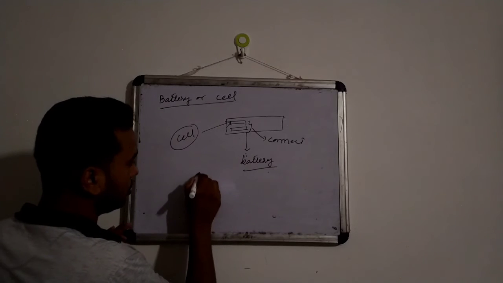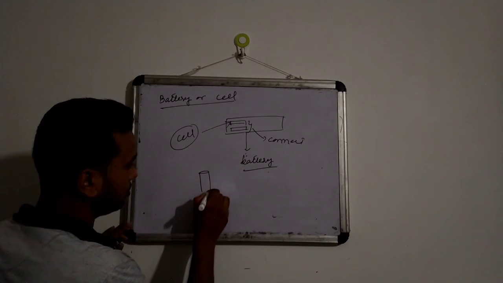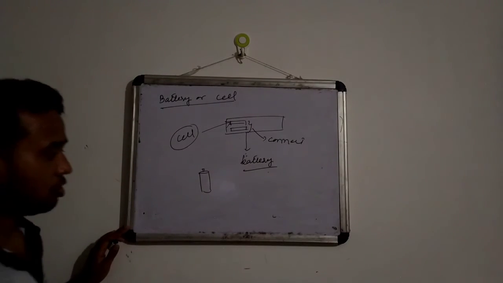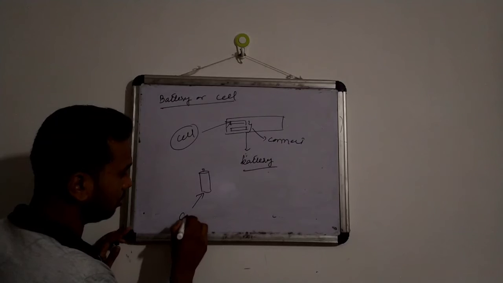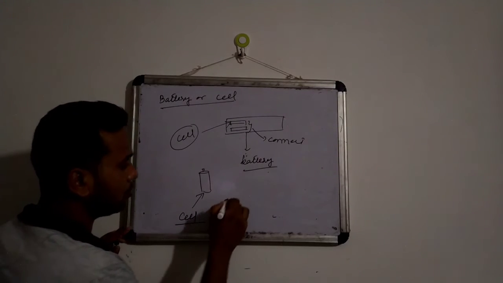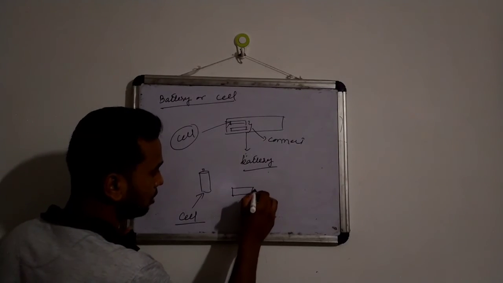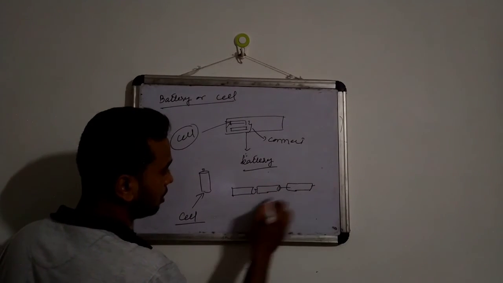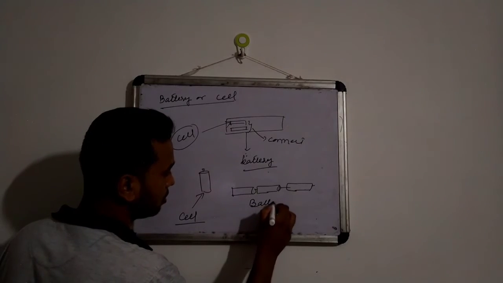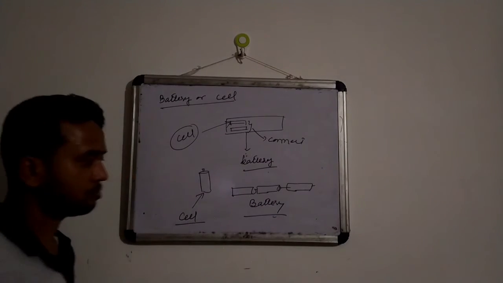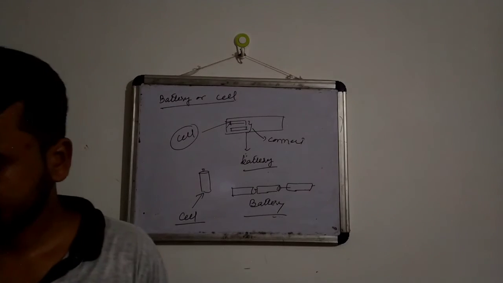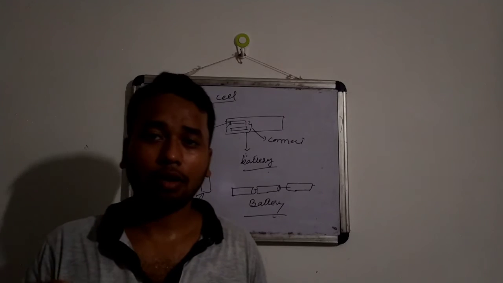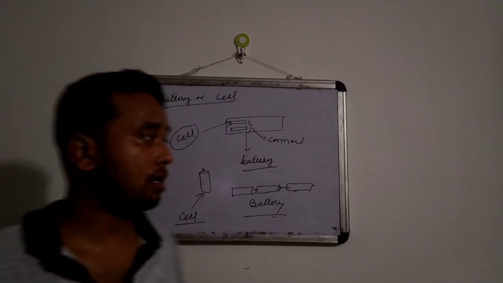So there is this type of cell. Yes. So a single one is called a cell. Now if we connect a number of cells like this, then it is called a battery. Okay. Now there is a specific rule for how we can connect the cells and make a battery.